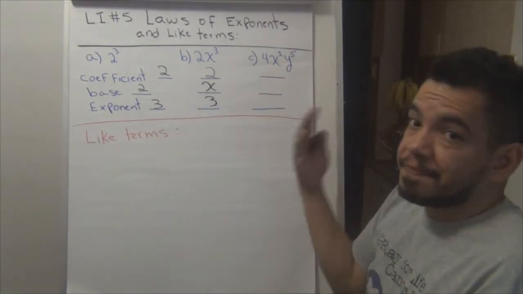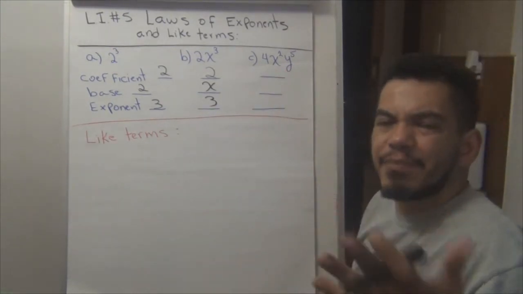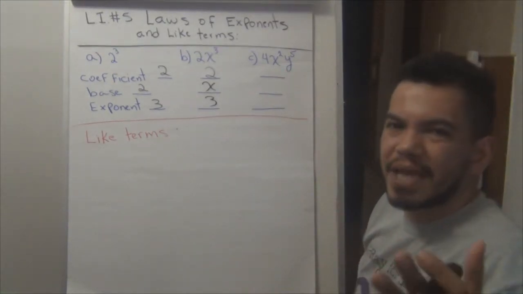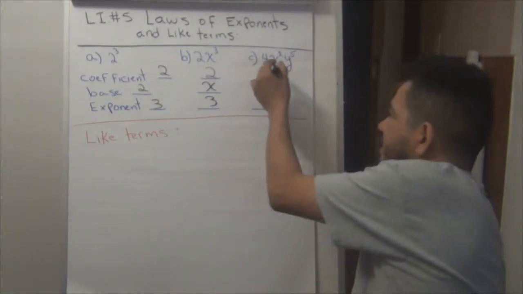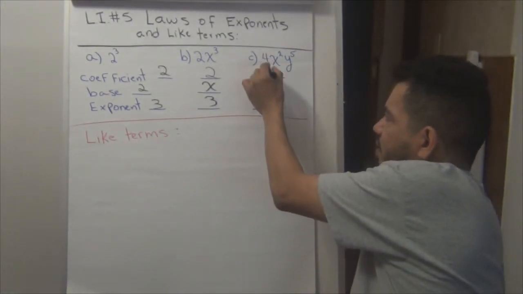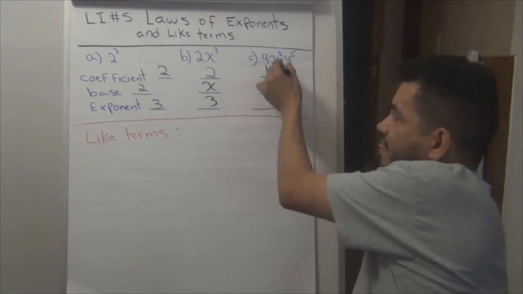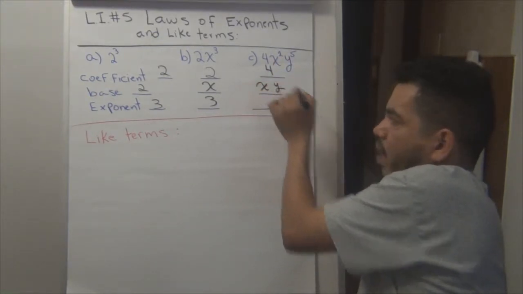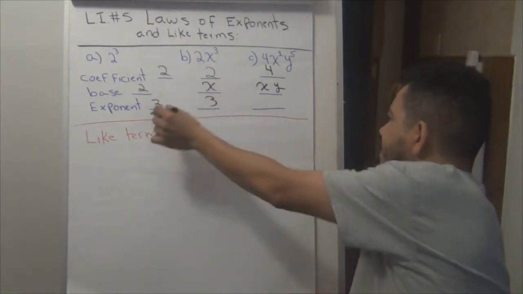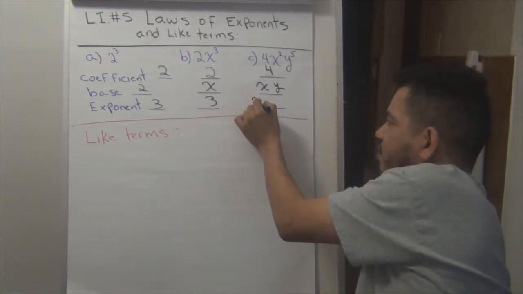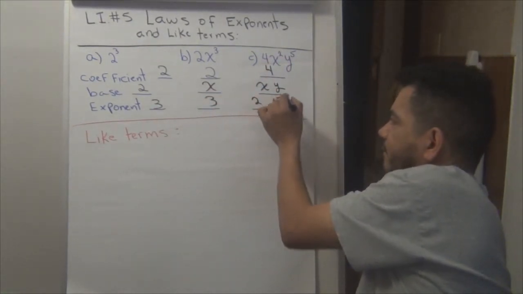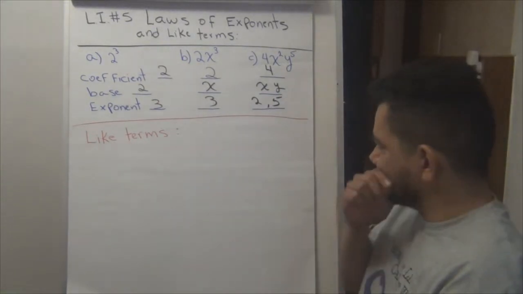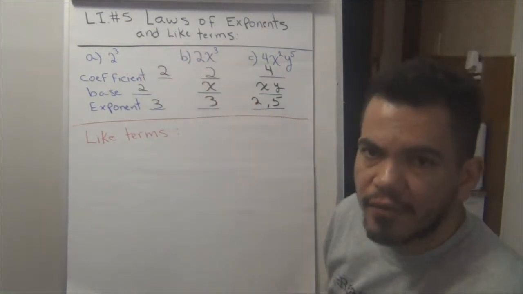In this example, and by the way, like 90% of the time, the base will be some type of variable. So in this case, the coefficient is the numerical value 4. The base is nothing more than x, y. Exponent, well, in this case, we have a 2 and we have an exponent of 5. Okay? So enough with that.